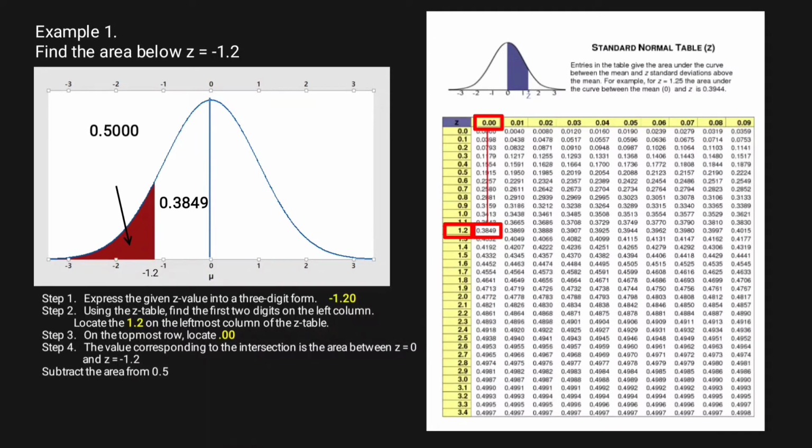So 0.5, dinagdagan ko lang ng 0 para pag sinolve nyo manually. So minus 0.3849. So subtract lang natin. So pag sinubtract natin yan, the answer is 0.1151. So parehas pa rin ang sagot. Okay? Or in percent, convert lang natin sa percent, that is 11.51%. So therefore, the area below z equals negative 1.2 is 0.1151 or 11.51%.